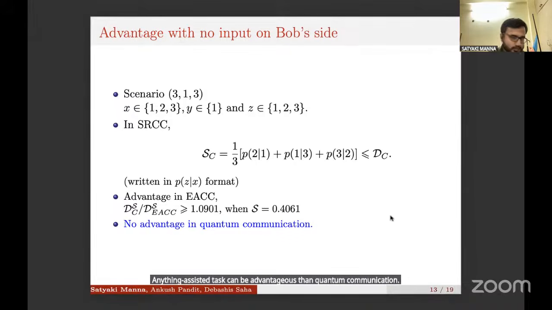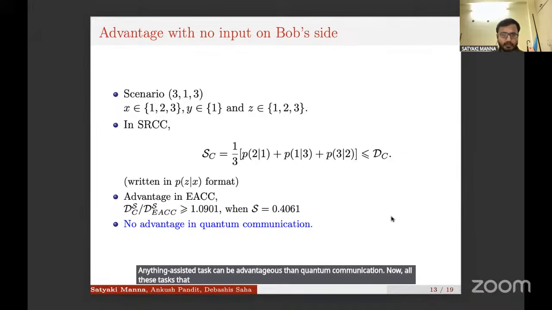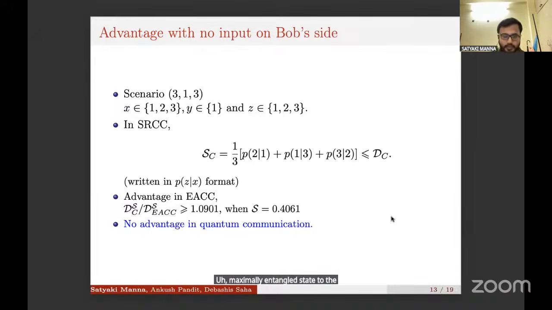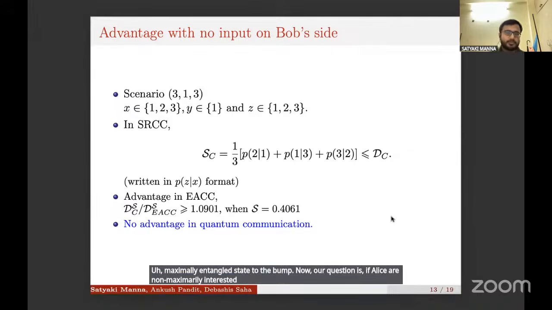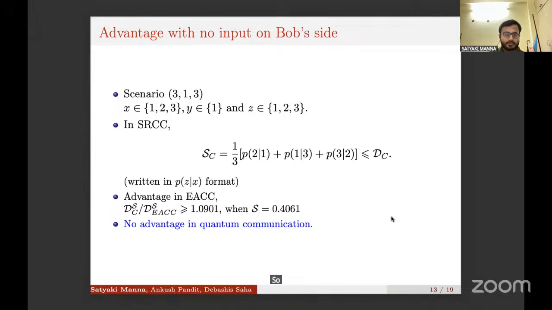Now, in all the tasks that I showed until now, Alice shared a maximally entangled state with Bob. Now our question is, if Alice shares some non-maximally entangled state, can this be more advantageous than the maximally entangled state? Our answer is affirmative.